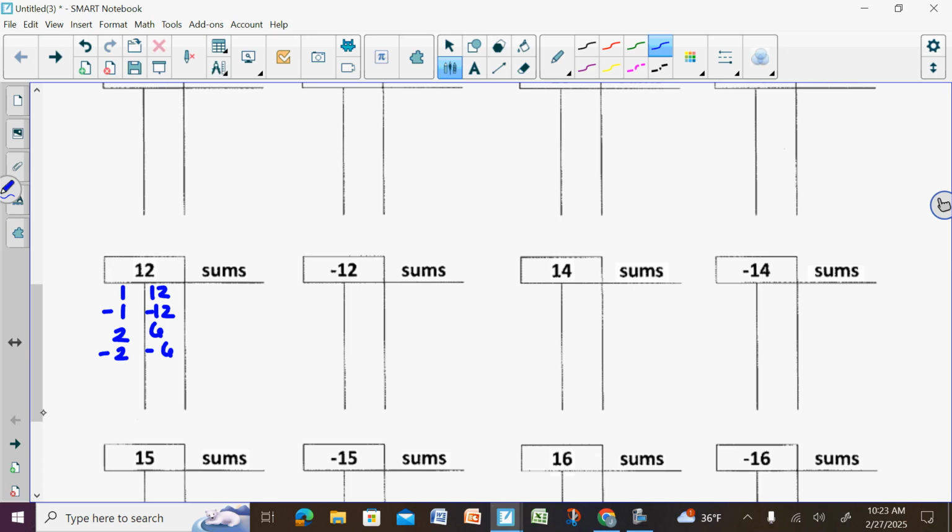Does 3 go into 12? Yes, you can use your calculator. 3 times 4 makes 12. So then -3 times -4 also makes 12. If you want to get lazy here, it's going to cost you later on. You're going to be even more confused, so take the time with this.